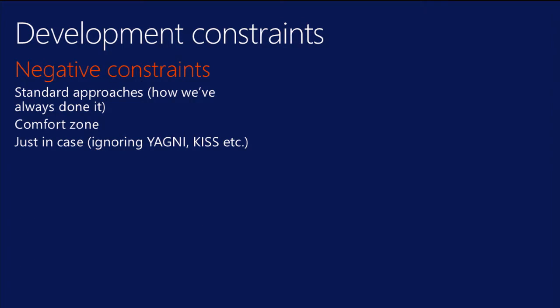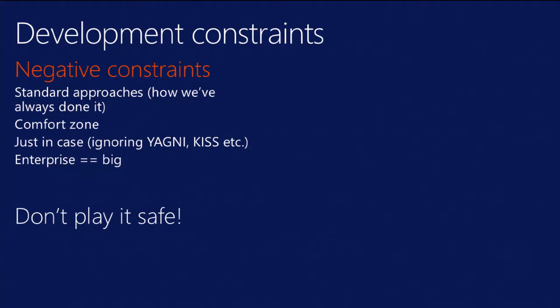keep it simple, stupid. Another negative constraint which is very interesting is enterprise has to be big. And while most enterprise systems are big, I think if you look at the individual parts of an enterprise system and the constituents that make up the enterprise system, they don't have to be big just because the enterprise is big. We can use simple solutions to solve problems even though the enterprise in itself is big. So when I say challenge development habits, I mean challenge these, don't play it safe, try out new things, and try to sort of challenge yourself.